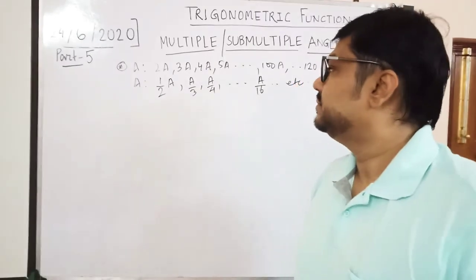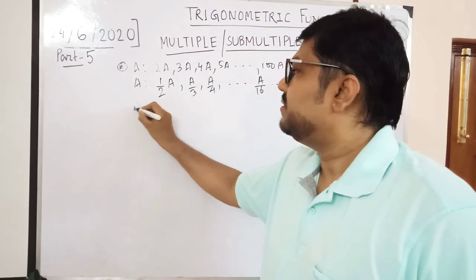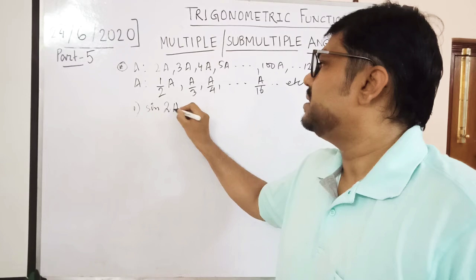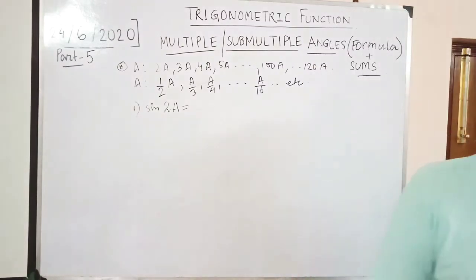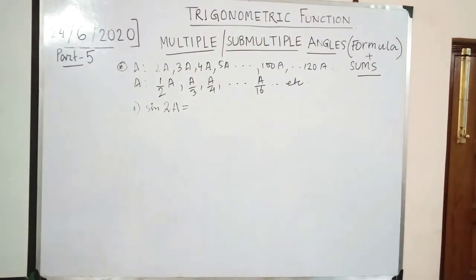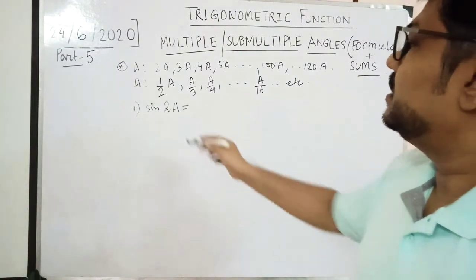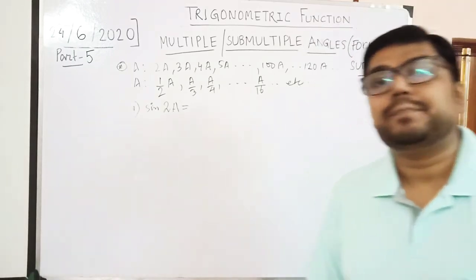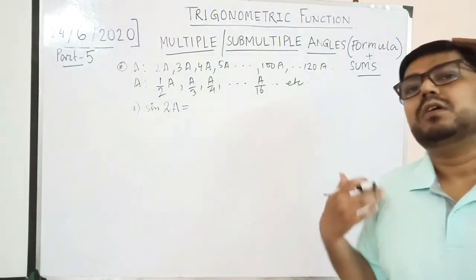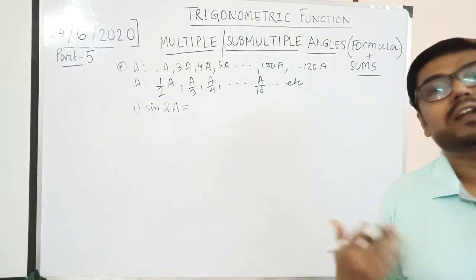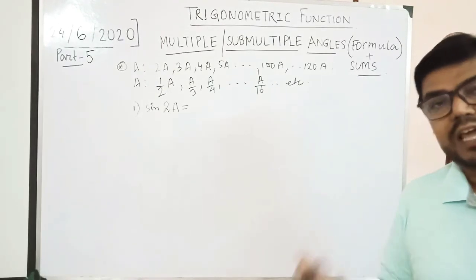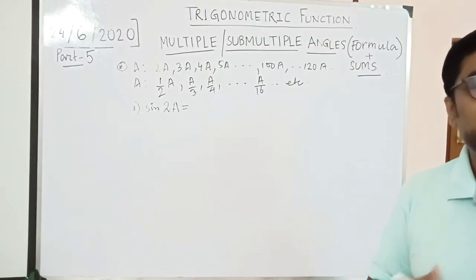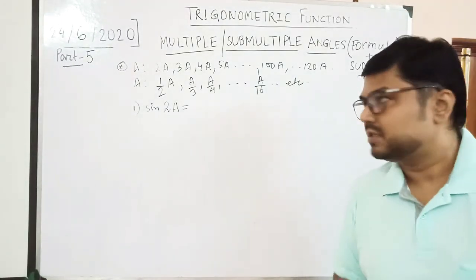So let us see. Number 1, I write over here sin 2A. Now sin 2A, please look at it. This is nothing new, because it comes from the formula of sin(A+B). You have already seen the formula of sin(A+B) in compound angles. If in sin(A+B) both A and B are replaced with A, that means you write A plus A. So it becomes sin A cos A plus cos A sin A. So it becomes 2 sin A cos A.